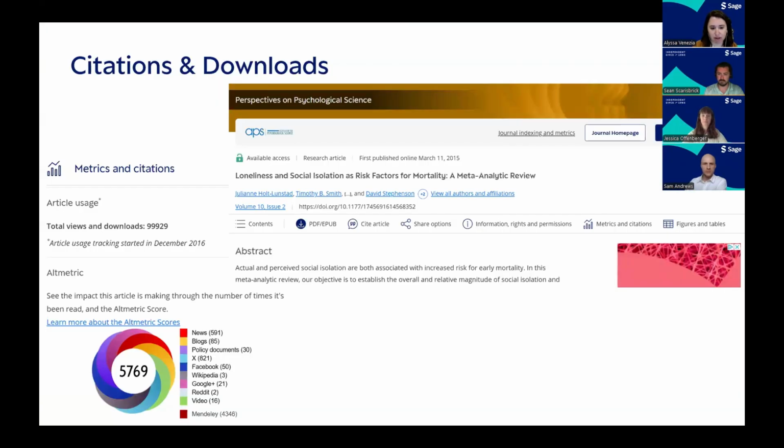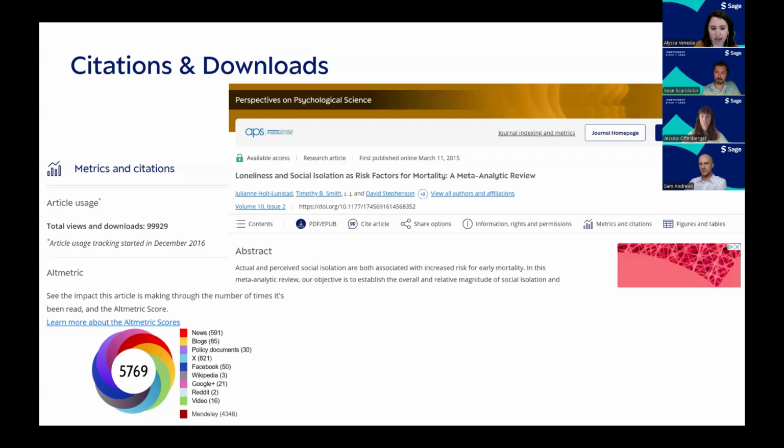So first up are downloads and citations, which are two of the most well-known article level metrics that are available. A download or view count tracks how often an article is accessed or downloaded, and these numbers reflect the visibility and interest in the research, especially for open access publications, which tend to have higher download rates. However, they don't necessarily correlate with academic impact, as high download numbers don't guarantee high citations.